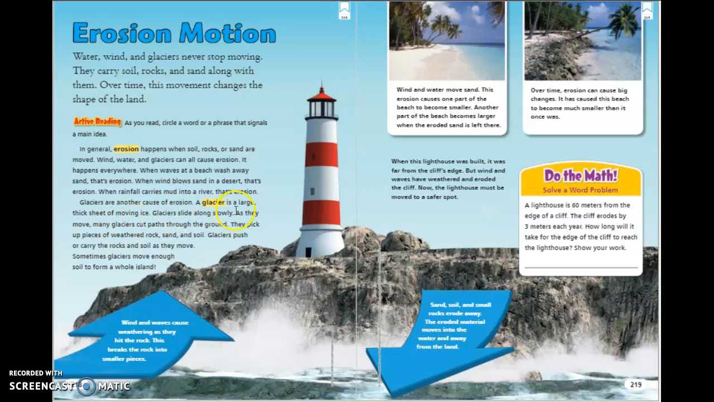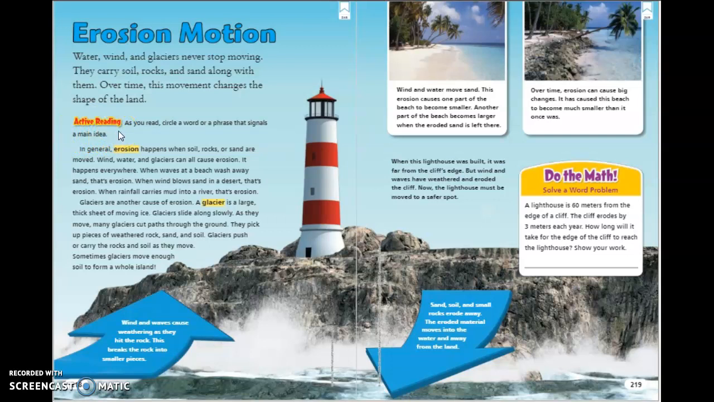Glaciers slide along slowly. As they move, many glaciers cut paths through the ground. They pick up pieces of weathered rock, sand, and soil. Glaciers push or carry the rocks and soil as they move. Sometimes, glaciers move enough soil to form a whole island. Go ahead and find the main idea in that section. Pause the video if you need to.